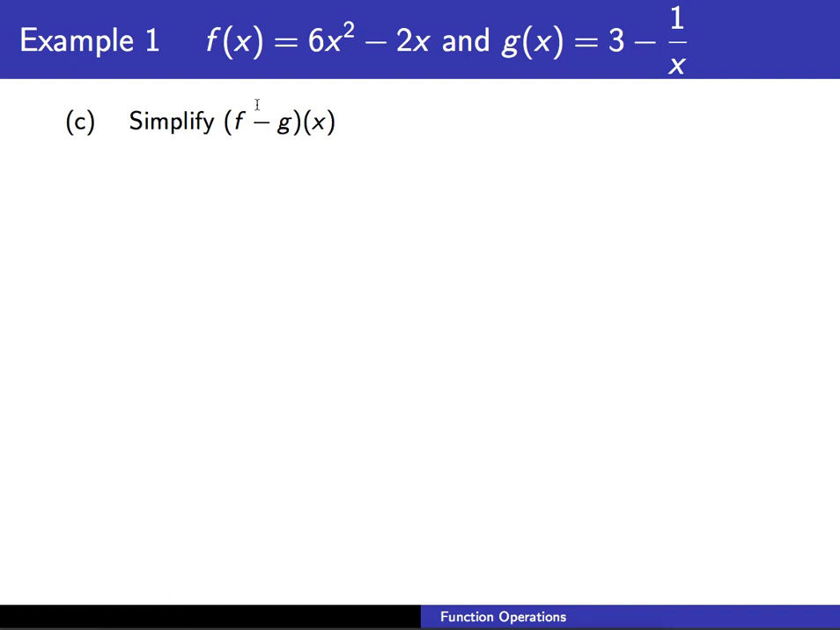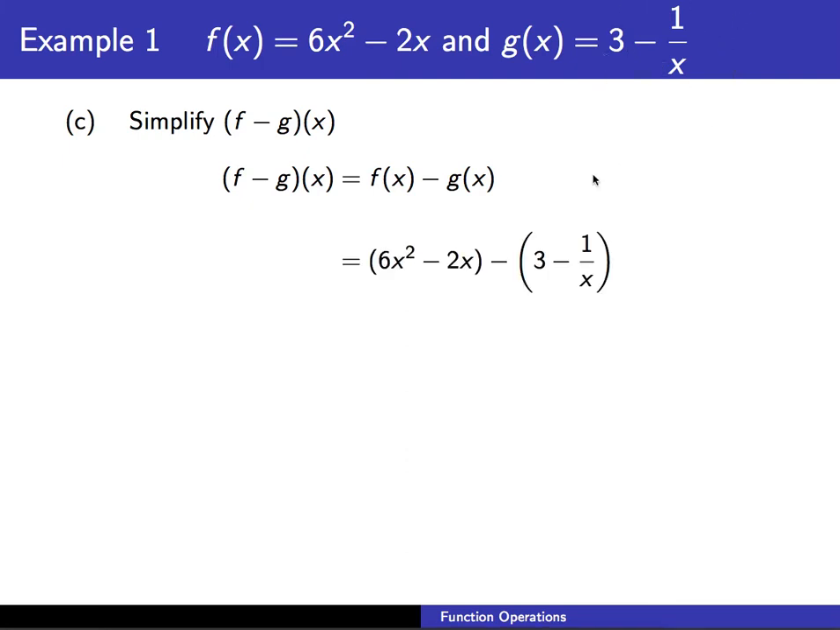Part C, f minus g of x. We're going to take f of x, the 6x squared minus 2x, and subtract the entire 3 minus 1 over x. So remember, when subtracting an entire expression, we have to distribute this negative to all the terms. So the negative, multiply it by 3, and multiply the negative and the negative 1 over x. We get negative 3 and plus 1 over x. And there's nothing to combine with anything in f of x, so we're done with example 1c.